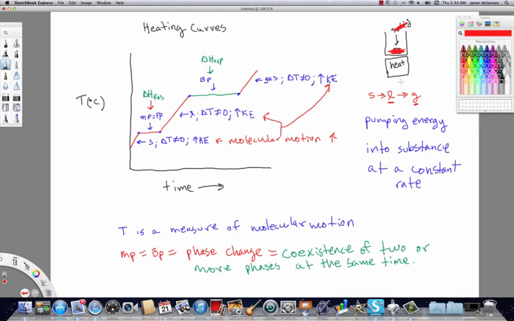Remember that we have this substance sitting on a heat source, and the heat source is pumping energy into this substance at a constant rate. We have not turned off the stove. The stove is on and we're pumping energy into this. So what is the energy being used for if it's not being used to increase molecular motion? What's going on here is that we're breaking bonds. That's where the energy is going.